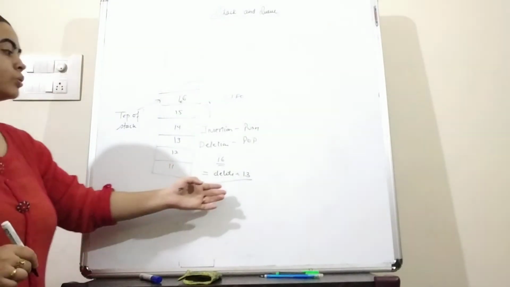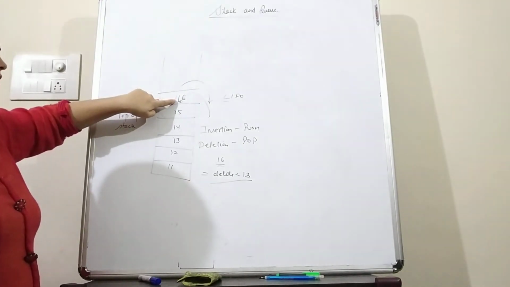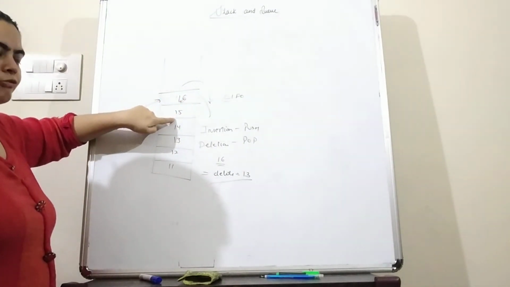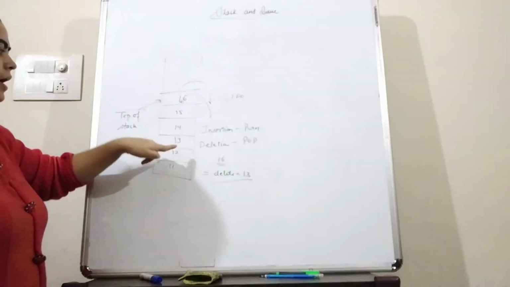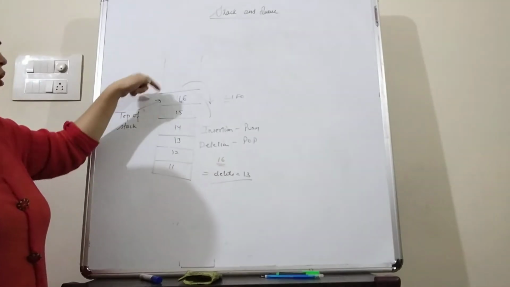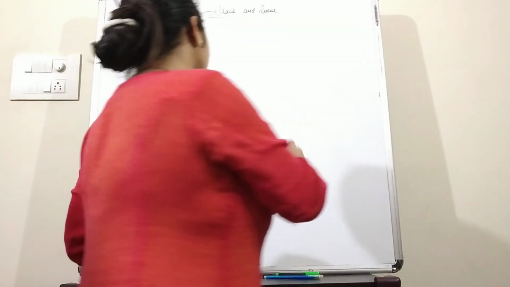So in order to delete 13 from the stack, initially we have to remove 16, means we have to pop the 16 value, and afterwards we have to pop 15 and then 14, and finally we can pop the 13, and again we have to insert all 3 values again into this stack. So you can see this with an example.